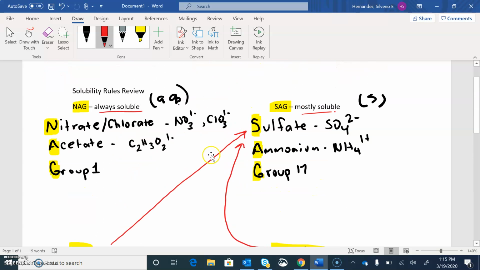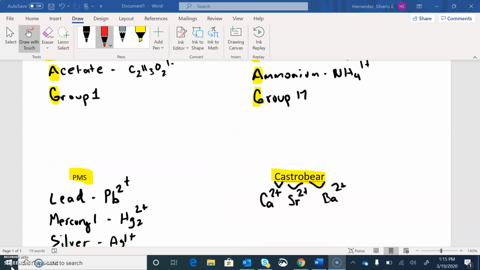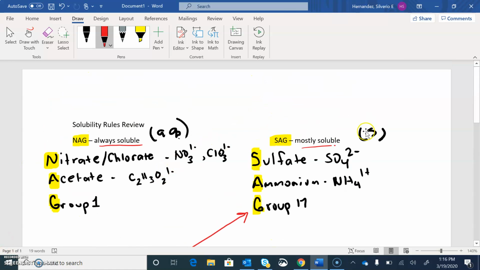So let's take a look now at group 17. What will cause the elements in group 17 to precipitate out? Only the ions here from PMS are going to cause the elements from group 17 to precipitate out and form that solid that we were talking about up here.